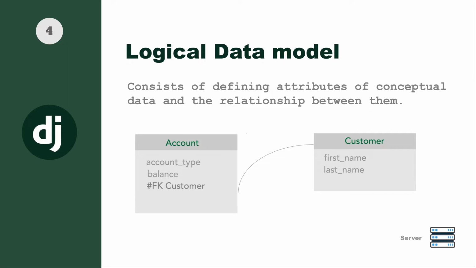The logical data model consists of defining attributes of conceptual data and the relationships between them. As you can see, we have accounts. Now, accounts is defined, and we have attributes for accounts: account type, balance. And we also have a customer. So one customer can have one or multiple accounts. Okay, that's our logical data model.